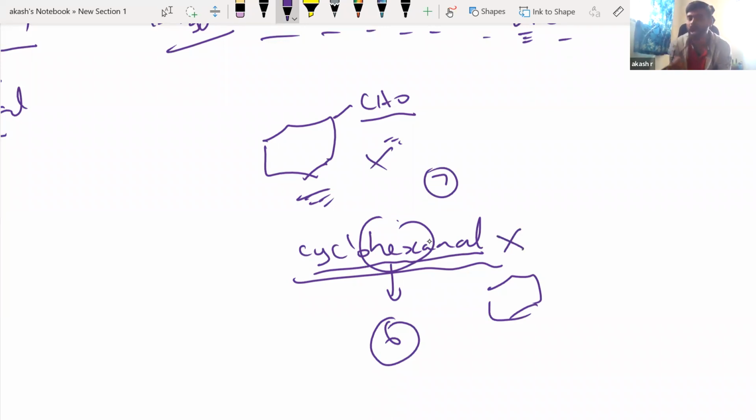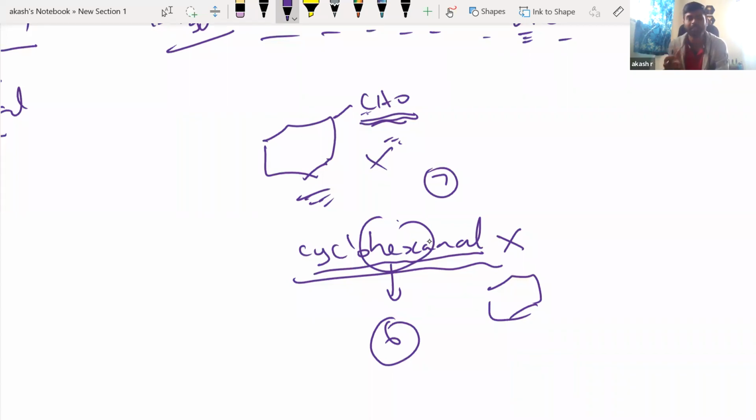So how should we answer these kinds of questions? What you are not able to do is account for the CHO, or at least you are not able to account for this carbon atom. And whenever you have this kind of problem, right?